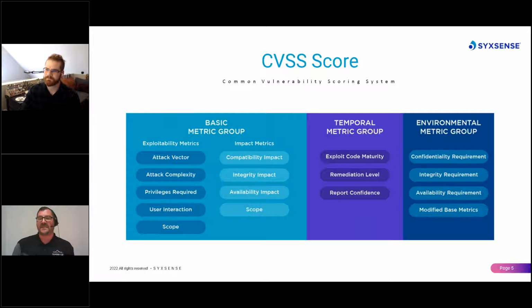So the score is a very complex, very robust way of saying which vulnerability is more important than others. And as I said, it goes from 10 down to 0. So 10 would be the equivalent of critical, 0 would be the equivalent of NA.